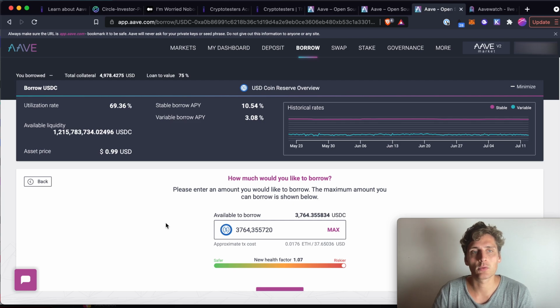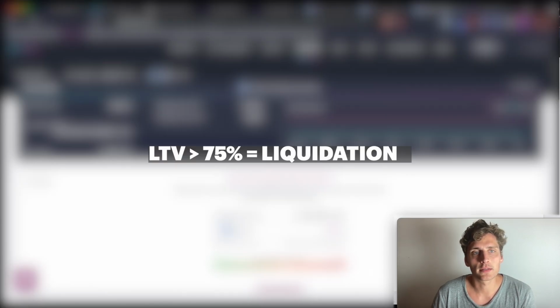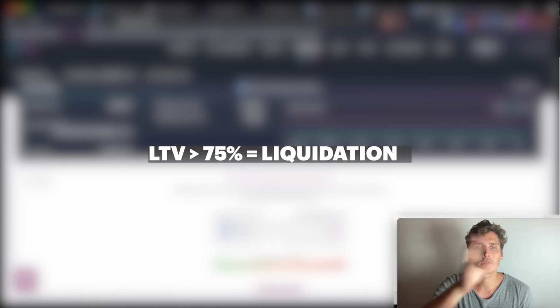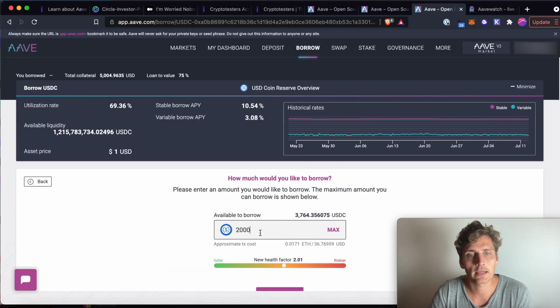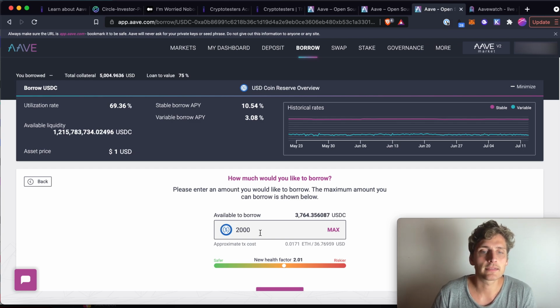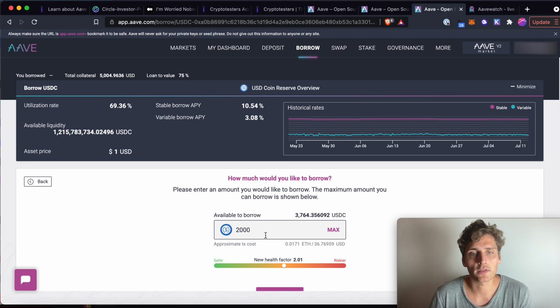In my case, it was $5,000. So here I can borrow $3,750. I don't want to borrow the maximum amount of funds, $3,750 or whatever, because that's a bit risky. If I surpass the loan to value ratio of 75%, Aave would liquidate me, meaning it would take my 5,000 DAI that I've deposited. The reason I'm not taking the maximum amount that I can borrow is that there's some risk associated with doing so.